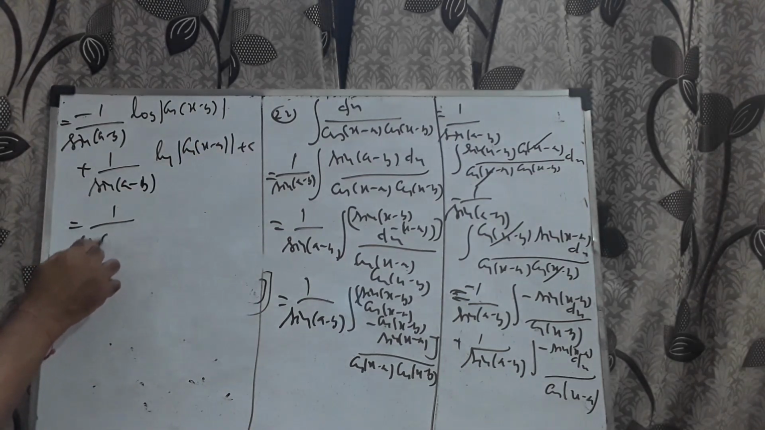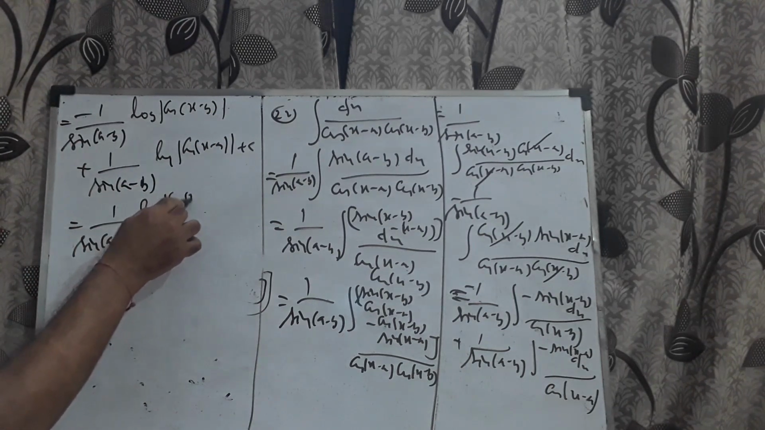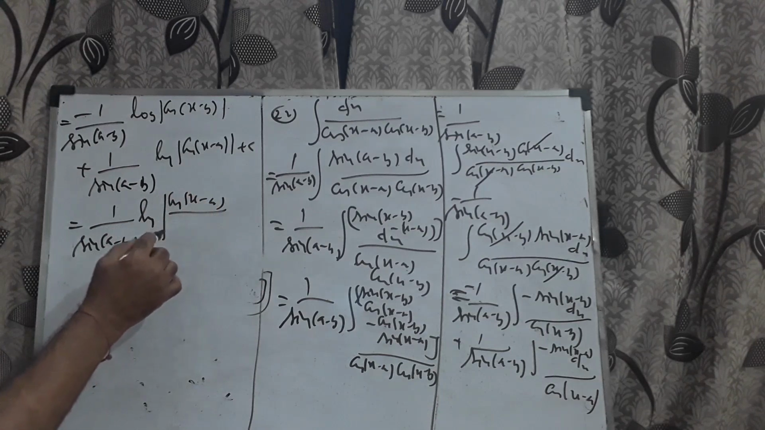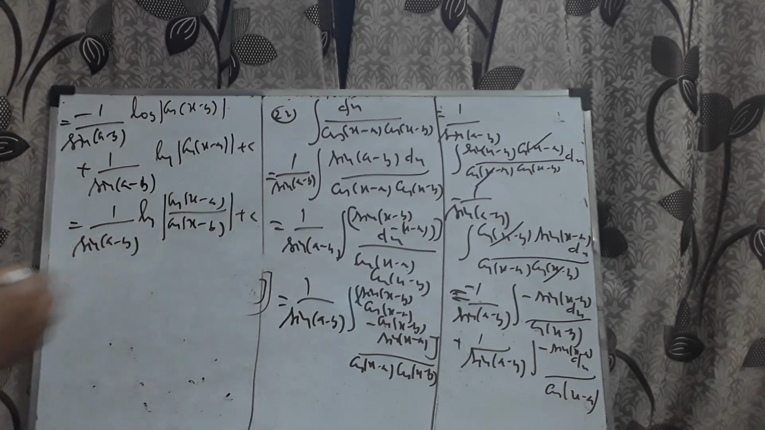Taking 1 by sine a minus b as common and using the division rule of logarithms, it becomes 1 by sine a minus b into log of cos x minus a by cos x minus b plus c. That will be the final answer.